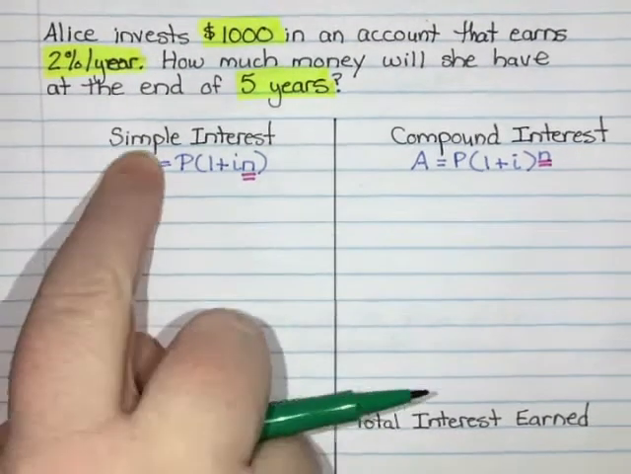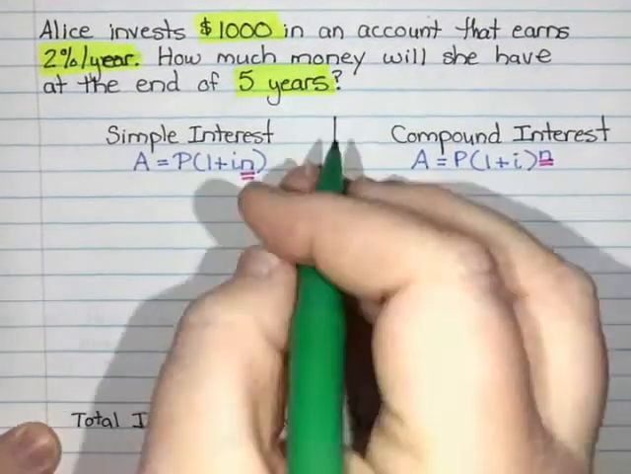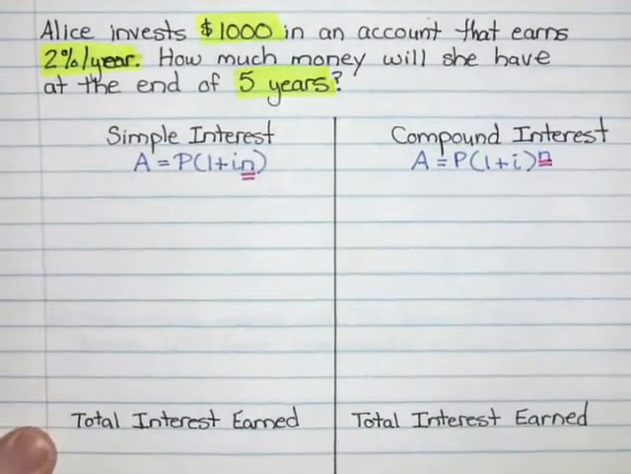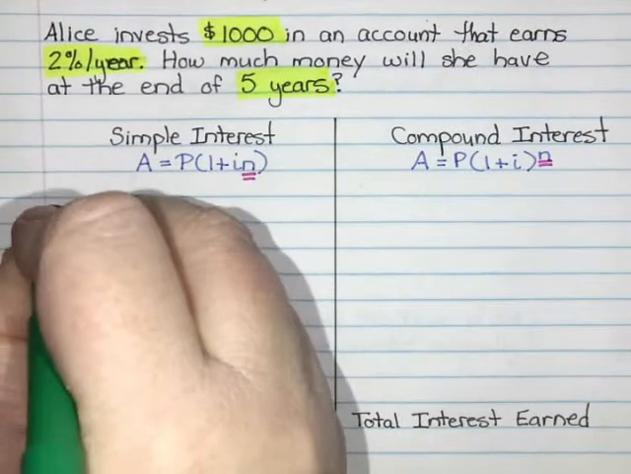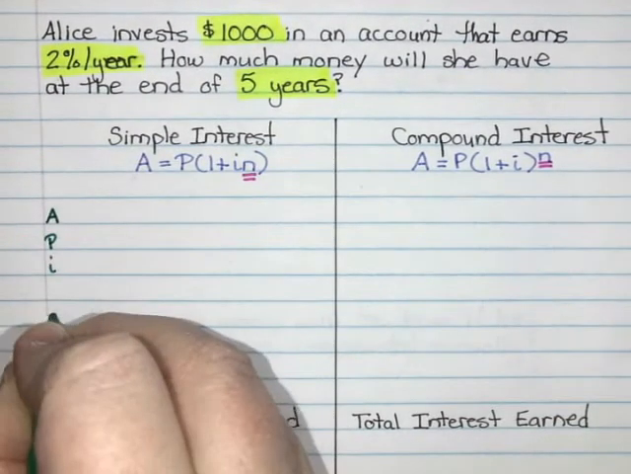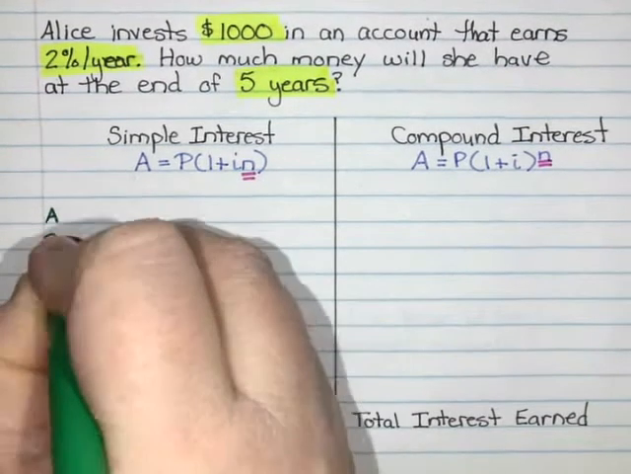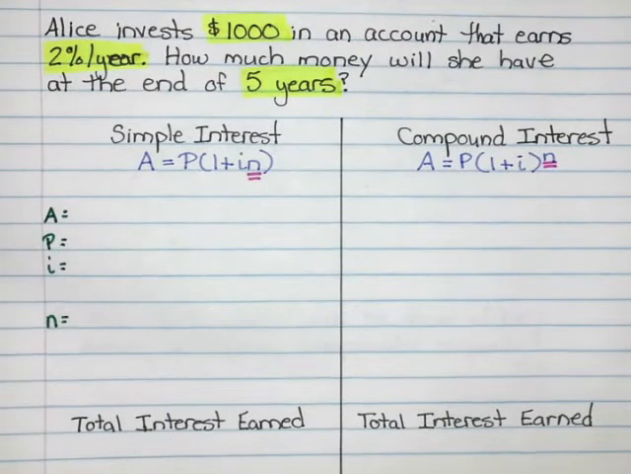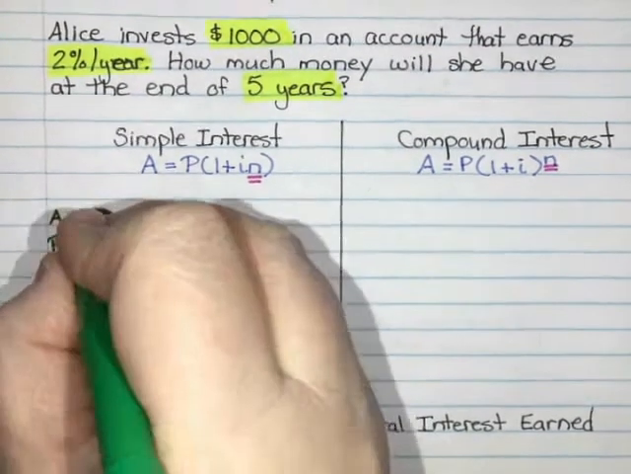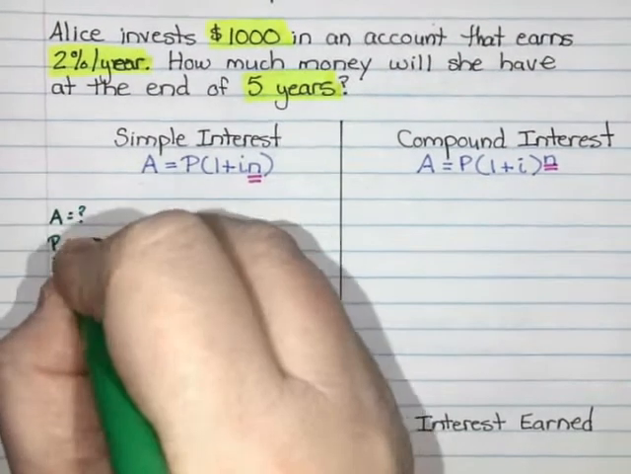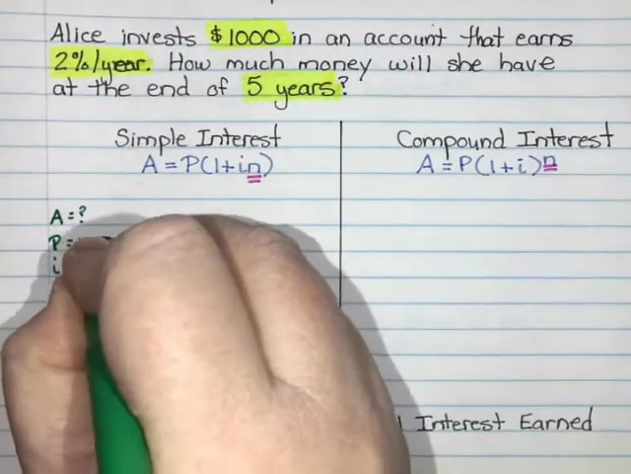So I'm going to try this question as a simple interest question. I'm going to start by listing A, P, I, and N at the side, and I didn't give myself a lot of room, so I'm going to try to write fairly small. I left a little extra room for that I, because I have to do a calculation. So A, my final amount, I don't know. But P, the starting amount, the principal, that is $1,000 to begin with.